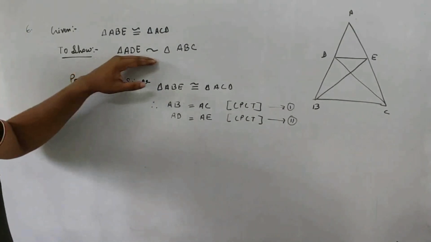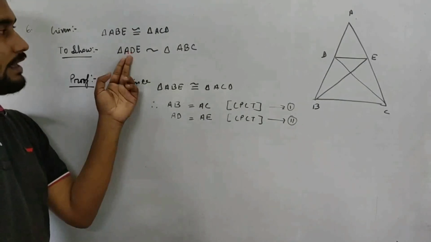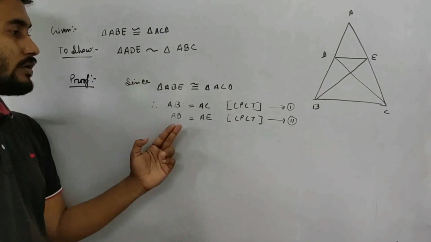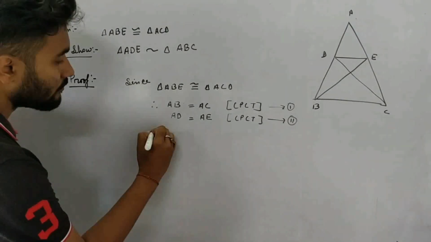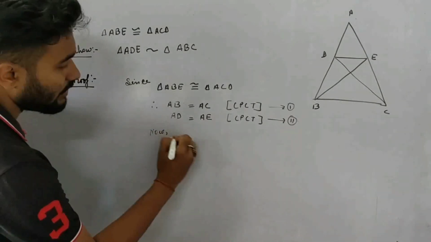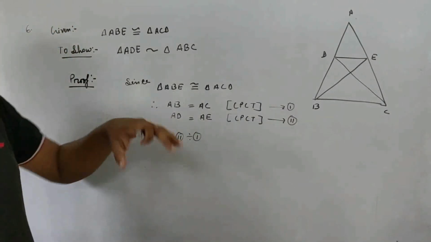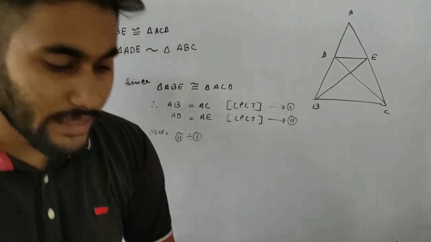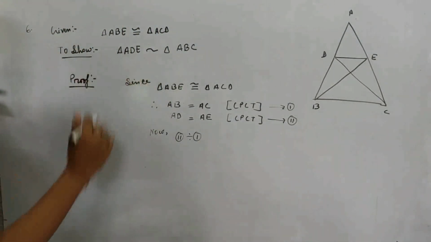For this you have to look at this one. What is there at first, AB or AD? At first AD is there. So in the numerator, who will go up? AD will go up. Now, 2 divided by 1, so that AD goes up. Understood? You have to do AD by AB, because over here AD is at first.